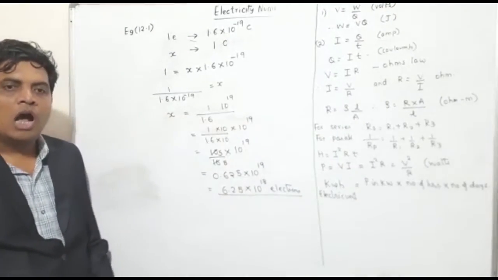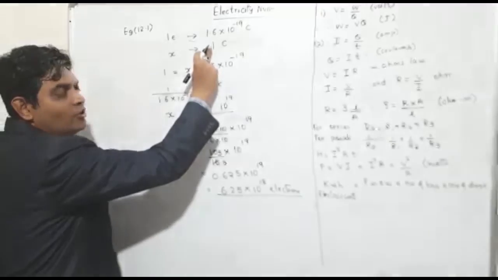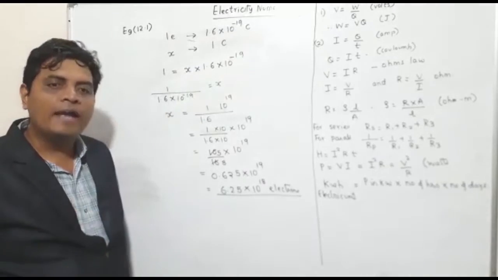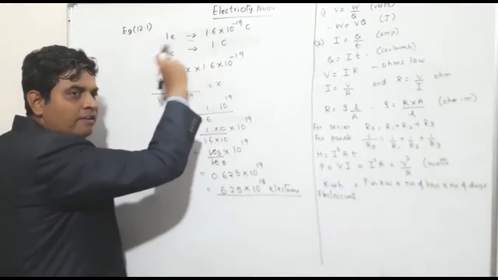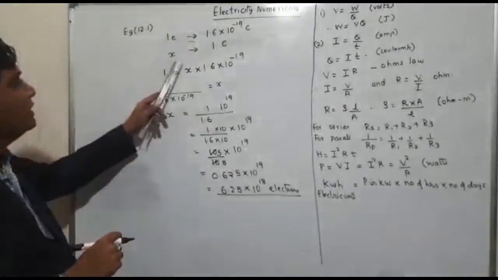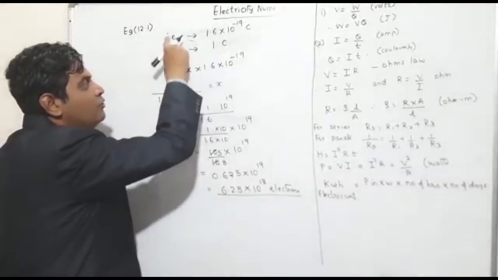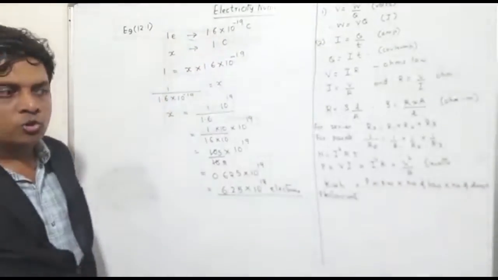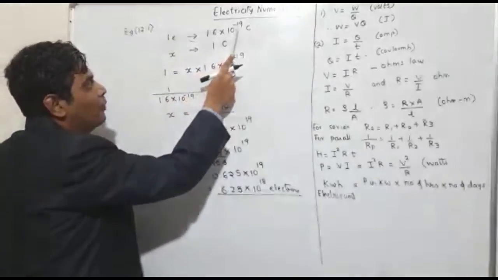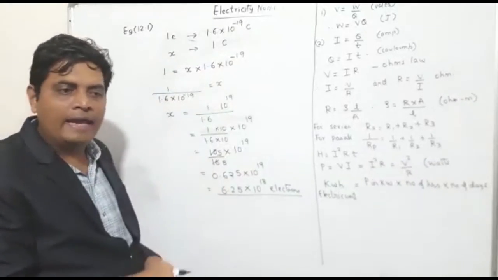Suppose they are asking you how many electrons are there in 2 coulomb charge. So here instead of 1 you will write 2 and you will cross multiply. Suppose they are asking how many electrons are there in 5 coulomb charge. Then here you will write 5 and you will cross multiply. Some question can come, what is the charge on 10 electrons? So instead of x you will write 10 and then you will cross multiply and you will get the answer of charge. So this is how you are going to use this ratio. So remember this, 1 electron carries 1.6 into 10 raised to minus 19 coulomb charge.